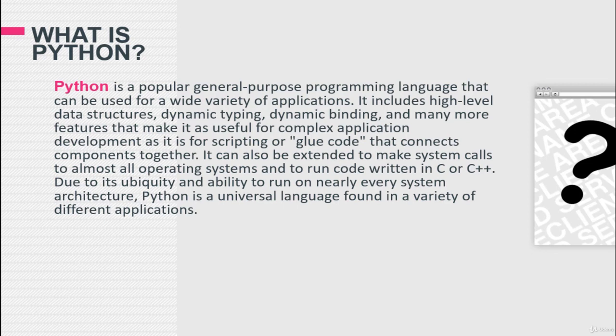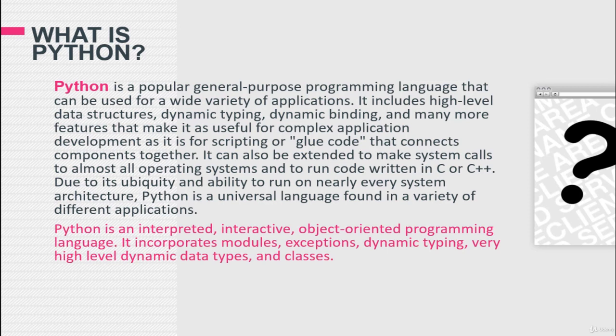It can also be extended to make system calls to almost all operating systems and to run code written in C or C++. Due to its ubiquity and ability to run on nearly every system architecture, Python is a universal language found in a wide variety of different applications. Python is an interactive, object-oriented programming language that incorporates module exceptions, dynamic typing, very high-level dynamic data types and classes.